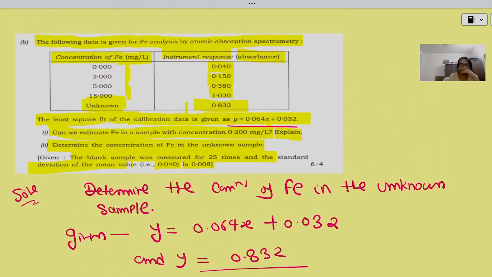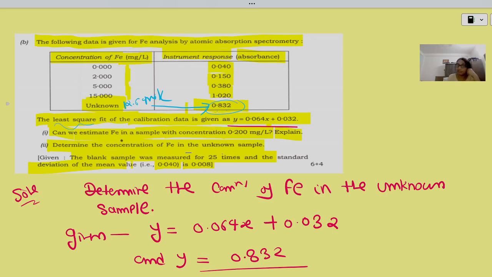So we can determine the concentration of iron in the unknown sample is 12.5 milligrams per liter, and at this concentration the absorbance of our light is 0.832. There is no unit of the light, only data is given. You can calculate the concentration of the unknown by the least square method.